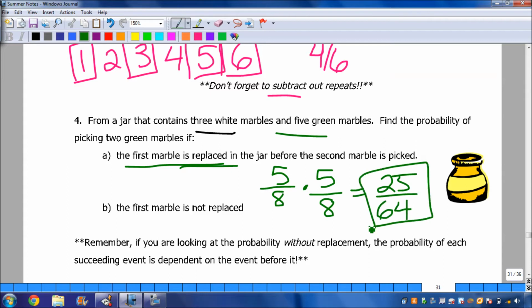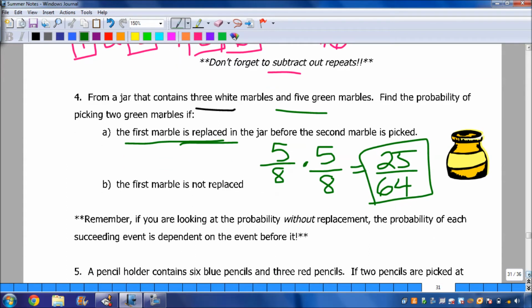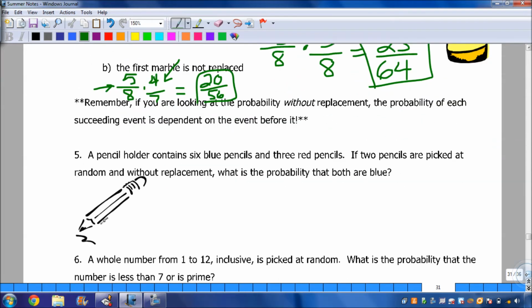Okay? But sometimes it'll say that the marble is not replaced. So the probability of getting a green marble the first time is 5/8. And then the probability of getting it the second time, well, now you have 1 less green marble and 1 less marble total, so it's 4/7. So the answer to this is 20/56. Remember, if you're looking at the probability without replacement, the probability of each succeeding event is dependent on the event before it. So this probability changed because it's dependent on the fact that you took 1 marble out.